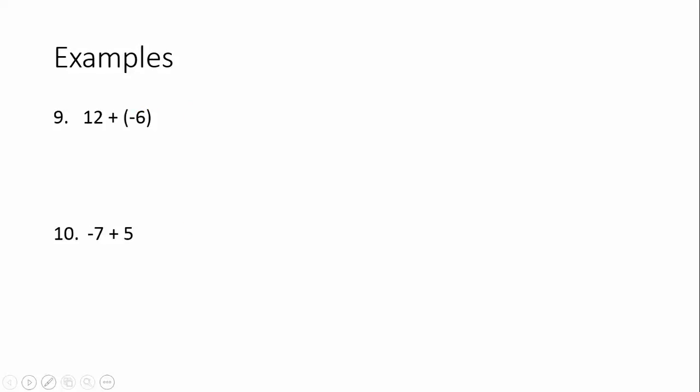If you'd like to pause the video and try these two on your own, and then check your work. 12 plus negative 6, we have opposite signs, a positive 12 and a negative 6. So you're going to subtract the two numbers in your head. 12 minus 6 is 6, and our answer is positive because the 12 is larger than 6 and 12 is positive.